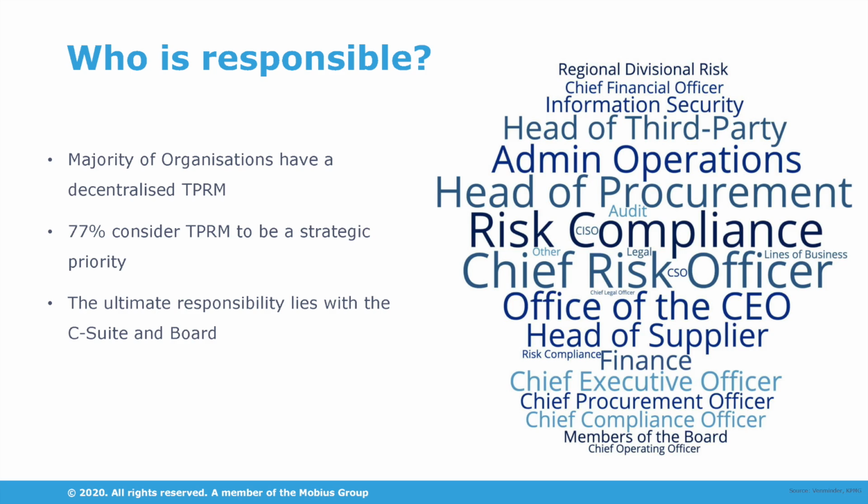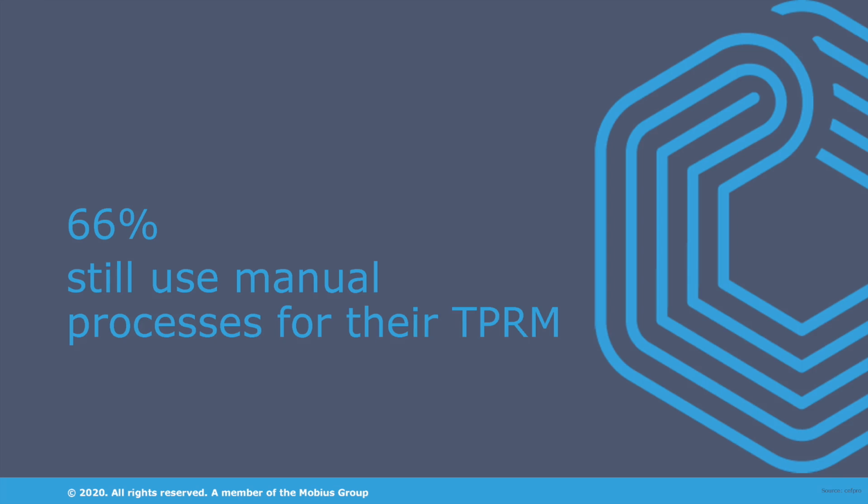approach. So my last slide talks to how organizations are going about understanding the third parties and processing on the third-party risk management side of things. Unfortunately, the majority, 66% based on our research, still use manual processes and spreadsheets. It's really one of the more monotonous things to actually be running manually.